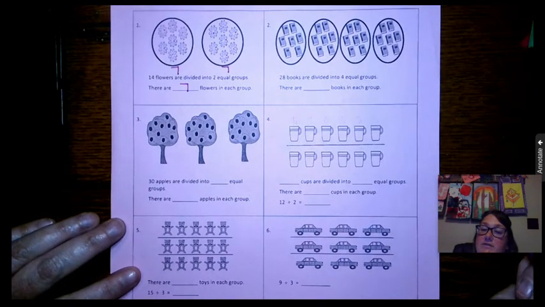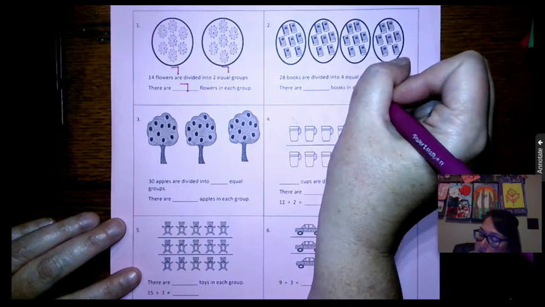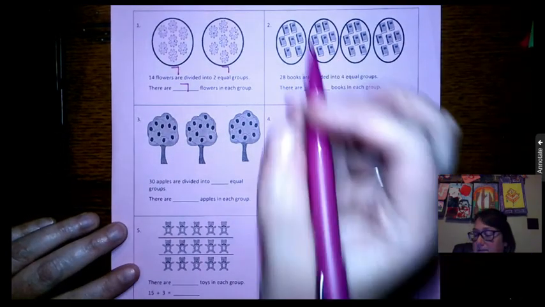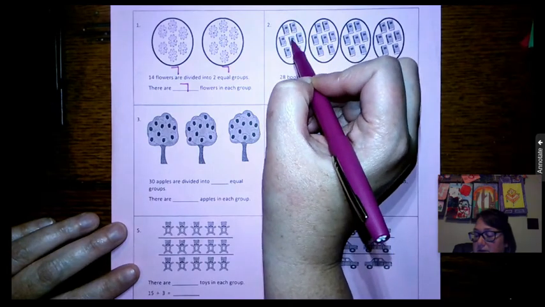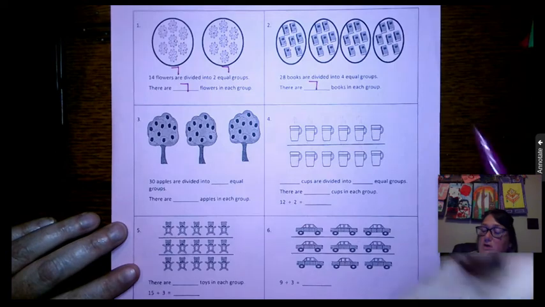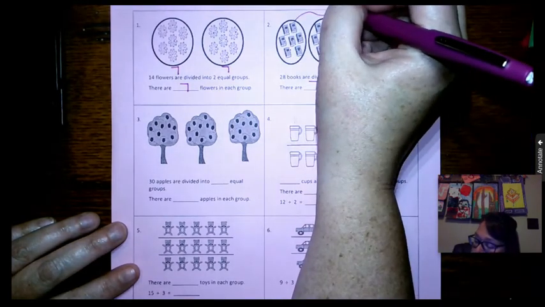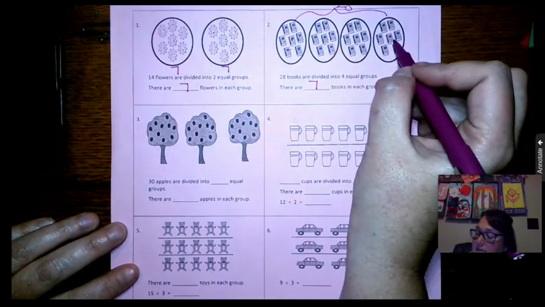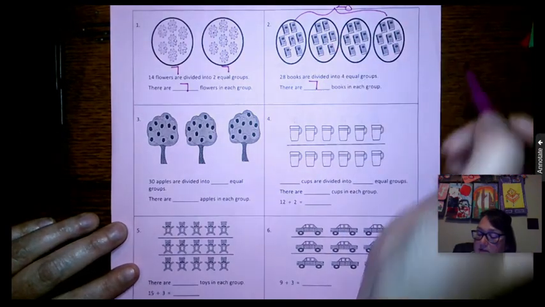28 books divided into 4 equal groups. There are blank books in each group. What did you put in this blank right here? Did you put a 7? Yeah, because we just had to count, right? 1, 2, 3, 4, 5, 6, 7. There's 7 books in each group. So there's 28 books total. So I took that total. I divided them into 4 equal groups, and I got 7. Same thing here.